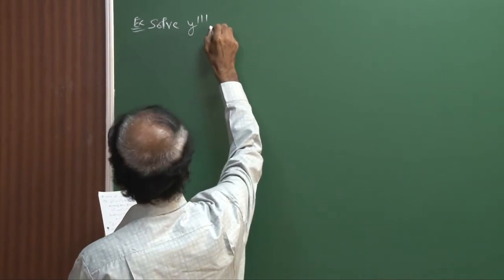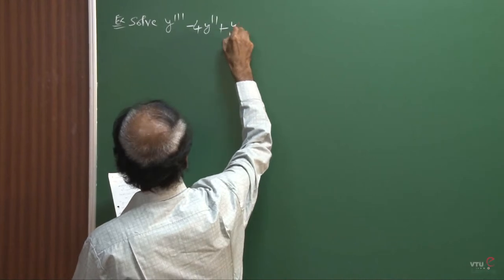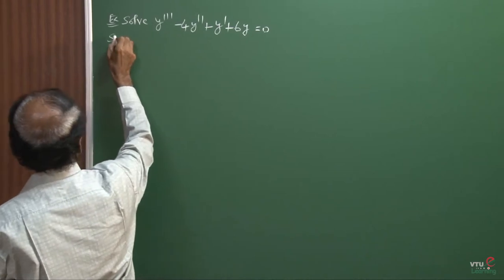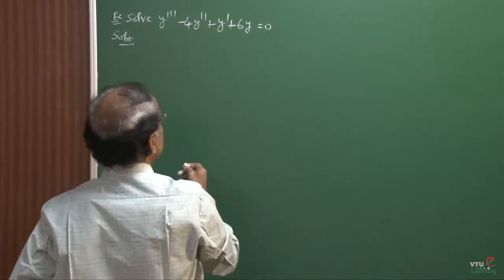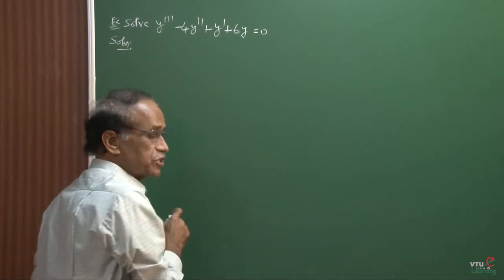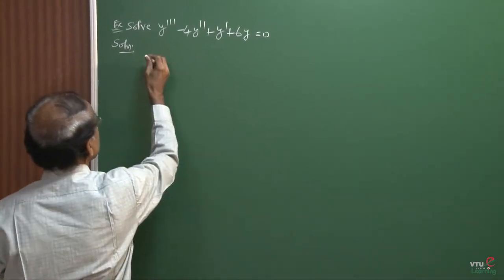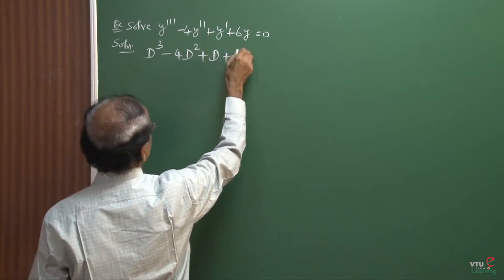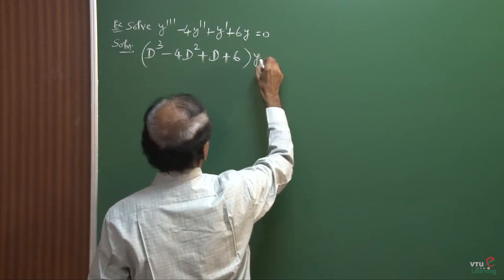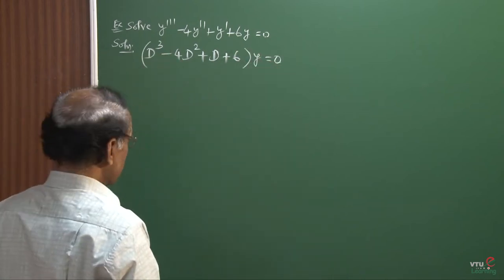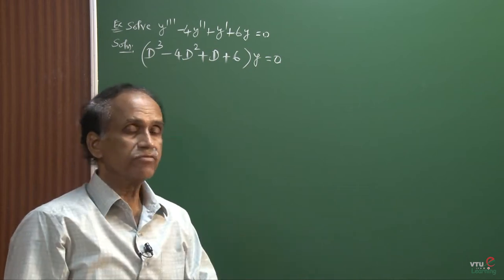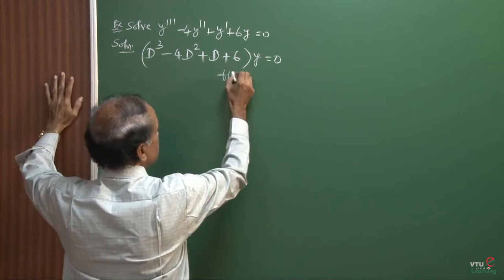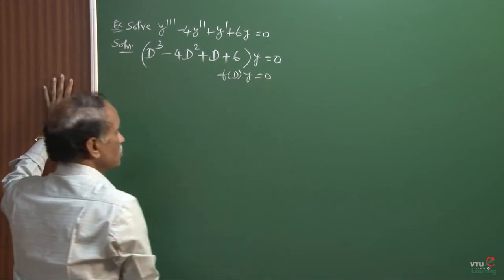Solve y triple dash minus 4 y double dash plus y dash plus 6 y equal to 0. To solve this one, you can directly write the steps by introducing the linear differential operator, capital D. Therefore, this must be D cube minus 4 D square plus D plus 6 operating on y is equal to 0. This is the function of the differential operator, f of D, operating on y is equal to 0.